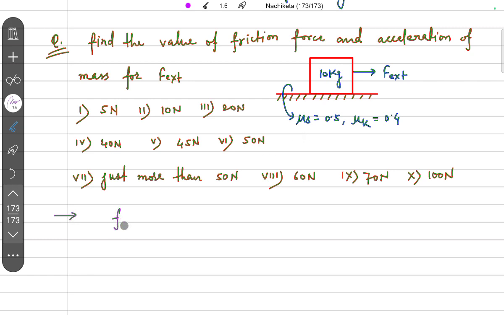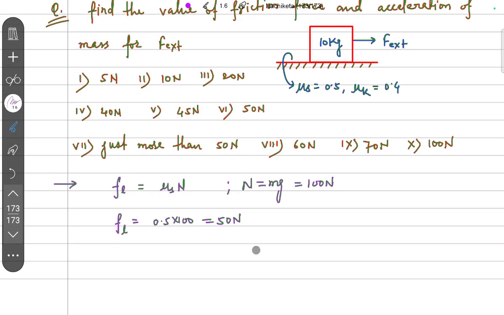So FL here is equal to mu s into N, and of course N is equal to mg, which is equal to 100 Newton. So FL will become 0.5 into 100, which is 50 Newton. Now this limiting friction has given us a data point: if the force is more than 50 Newton, the object is going to slide. For less than that, it is going to be static friction, a kind of self-adjusting force.